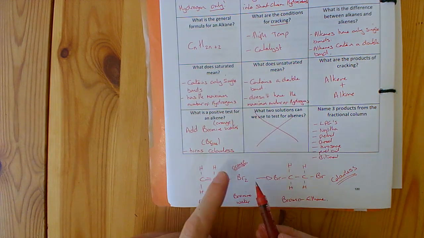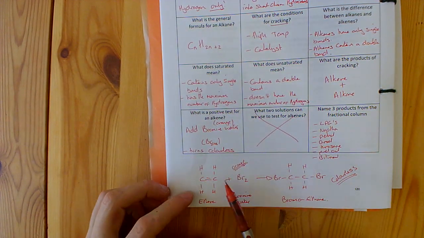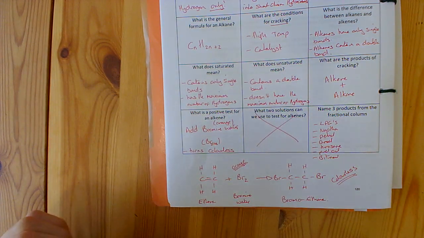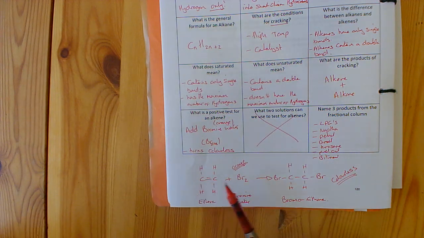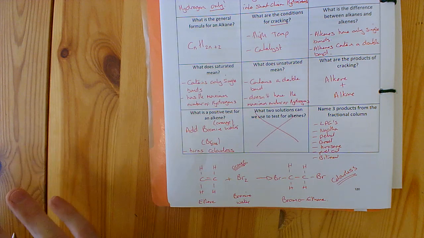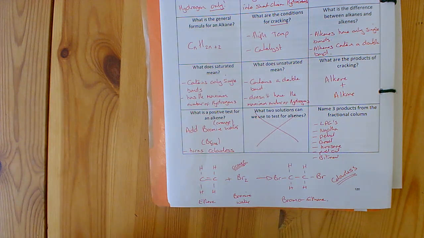So that's our colour change. It's going from orange to colourless, because that double bond breaks and it forms bonds with the bromine and forms a completely new molecule. Now, alkanes cannot do this. Alkanes don't have a double bond, so they can't react with the bromine, so nothing would happen. If I had two test tubes and I put an alkane in one and an alkene in the other, and I added bromine water to both, the alkane would do nothing. It would stay orange. But the alkene, because it has a double bond, will react, forming bromoethane, and it will change from orange to colourless. So if you wanted to prove whether you had an alkane or an alkene, you would add bromine water. If it goes from orange to colourless, then you've proven that you have an alkene.